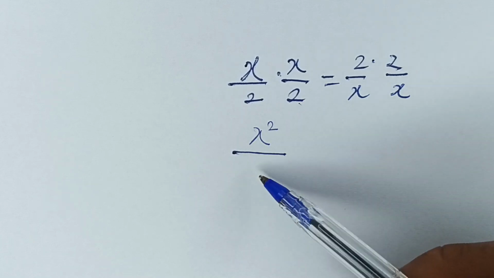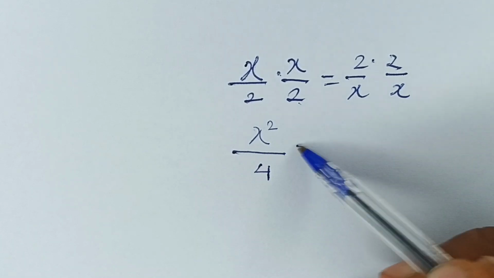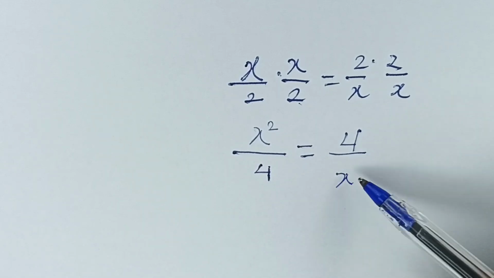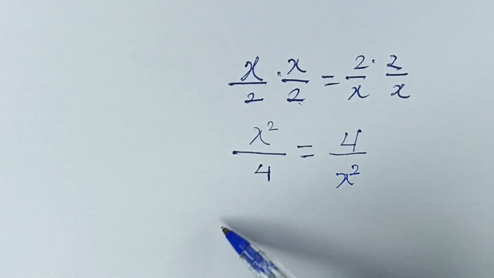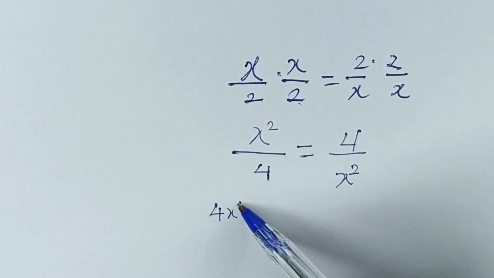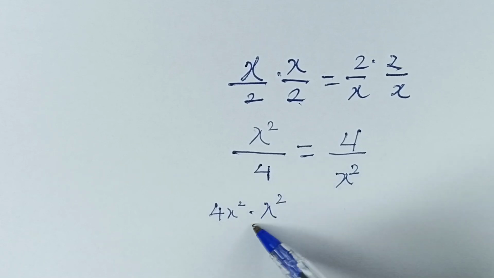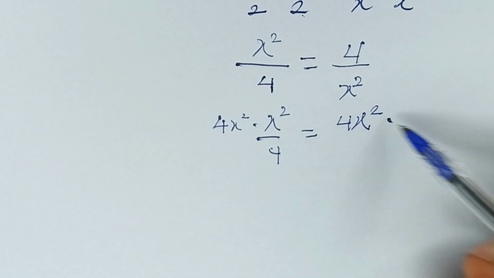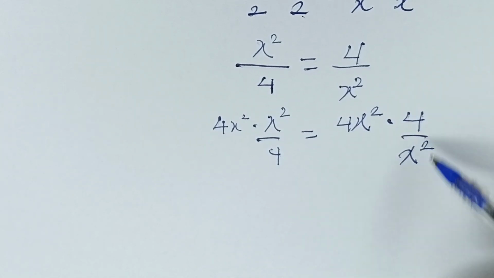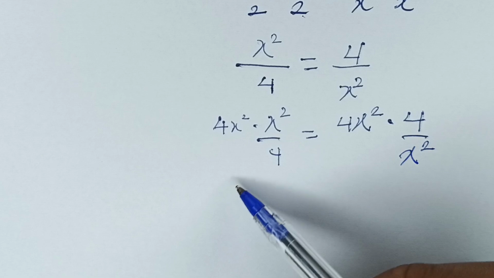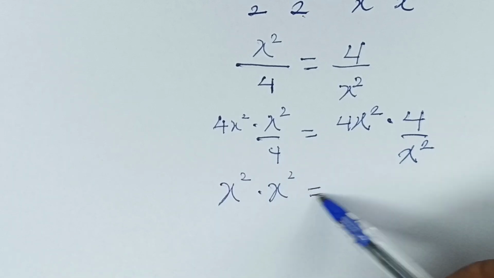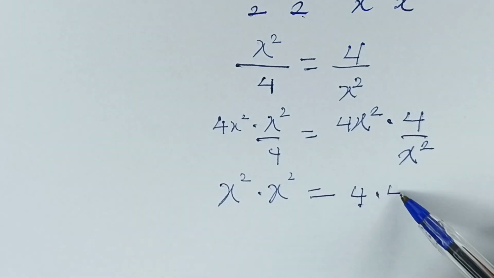by 2 times 2 to be 4, is equal to 2 times 2 is 4 divided by x squared, as we did before. Alright, now let's multiply both sides by 4x squared. So we have 4x squared multiplied by x squared over 4 is equal to 4x squared multiplied by 4 over x squared. Alright, now from here we have x squared times x squared equal to 4 times 4.